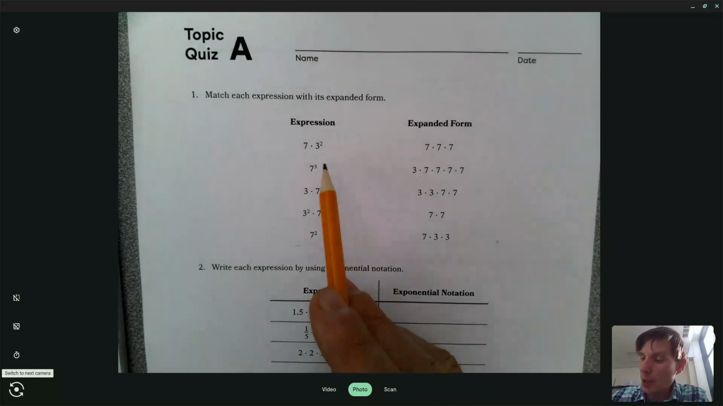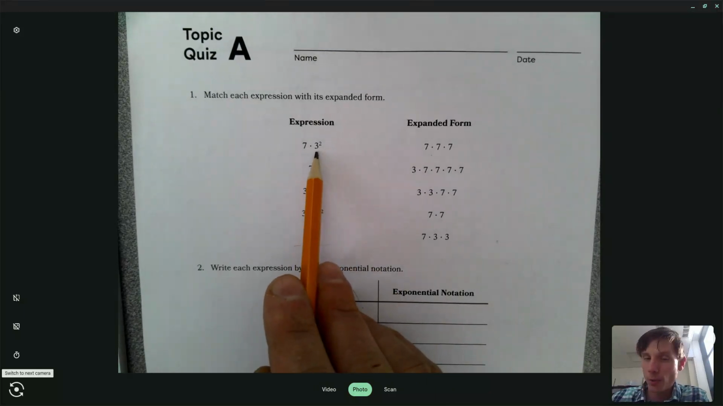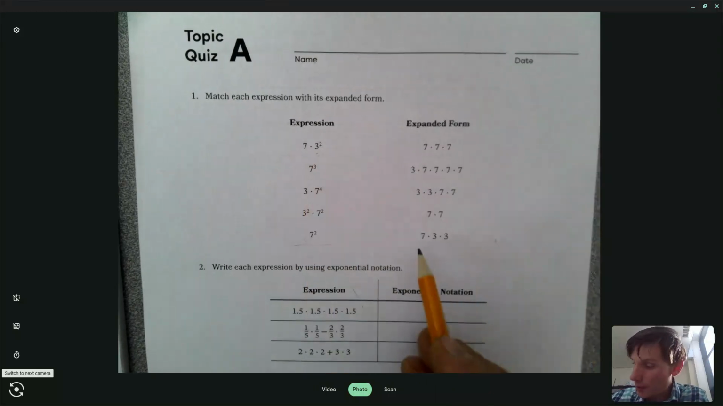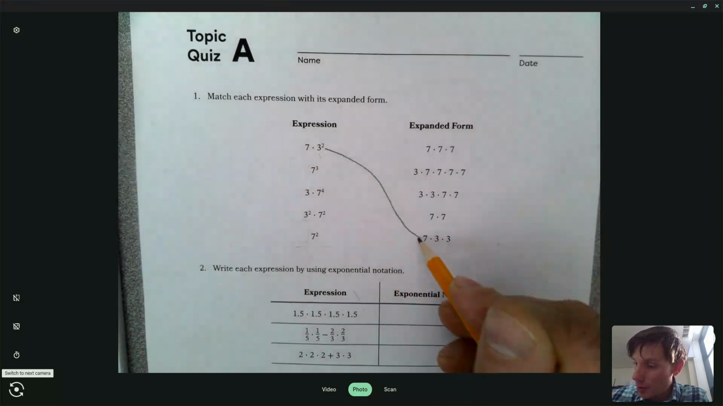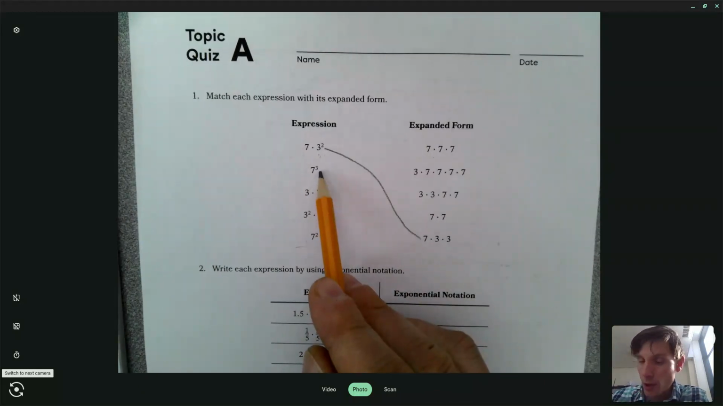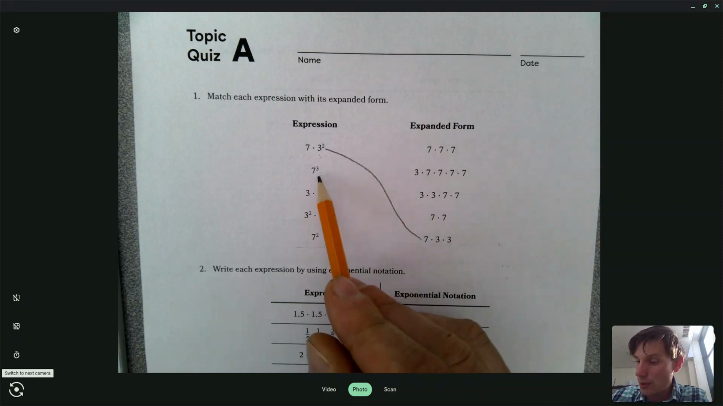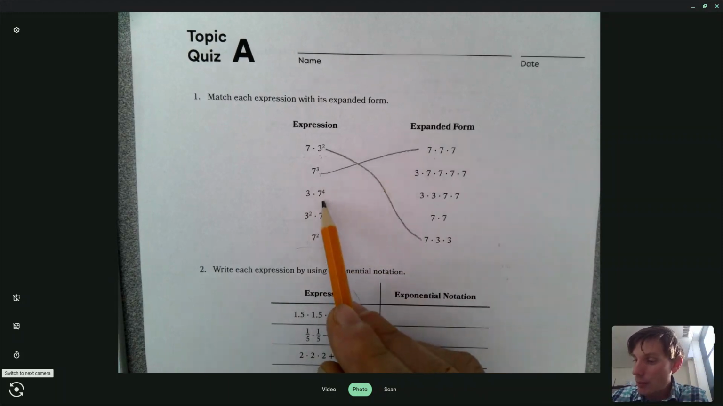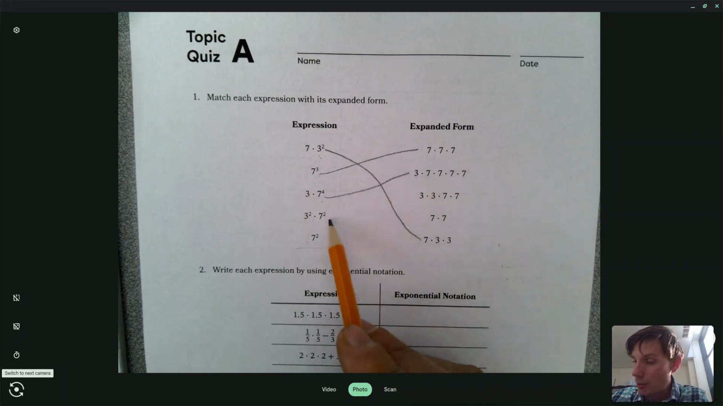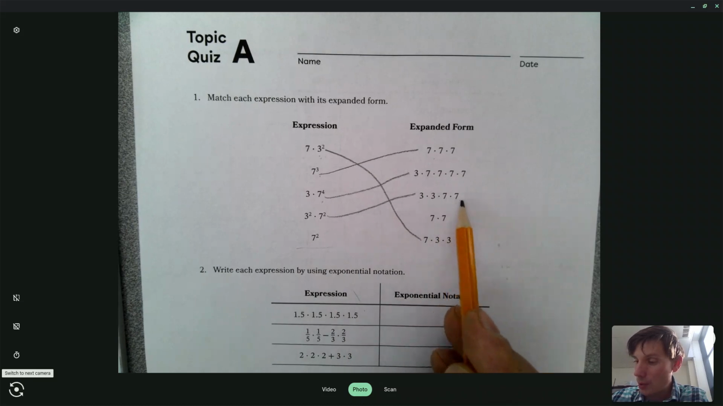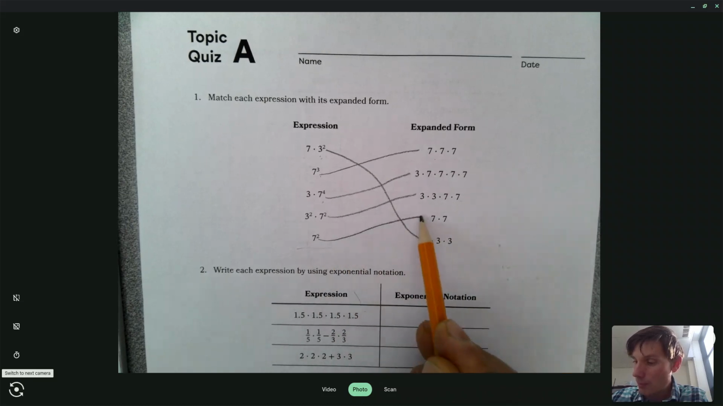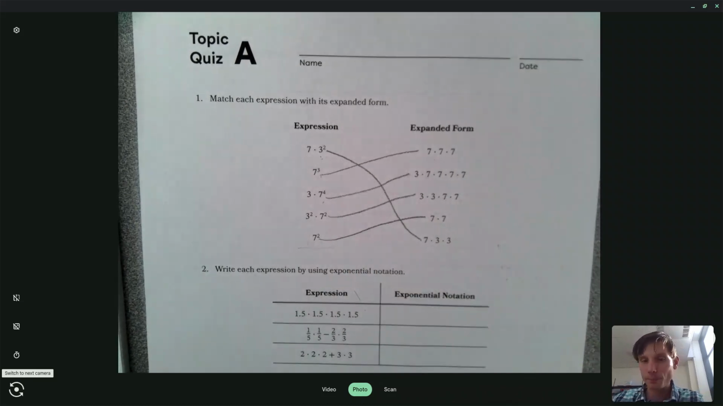All right, so I'll be real quick here. 7 times 3 squared. So 3 squared means 3 times 3. So we need 7 times 3 times 3, like so. 7 to the third, or 7 cubed. That's 7 times 7 times 7. 3 times 7 to the fourth. 3 squared times 7 squared. And then just 7 squared. Okay, so it should look just like that.